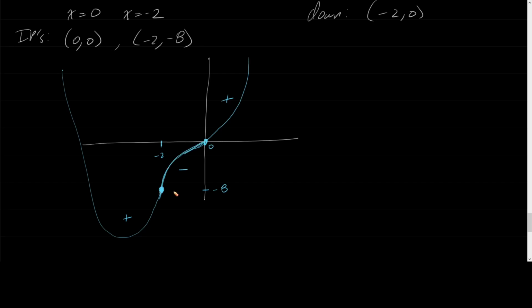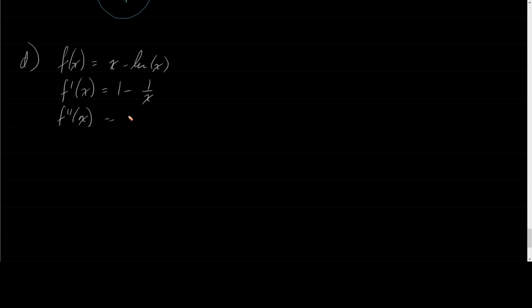All right. So next one, D. Let's say that I have f of x being equal to x minus ln of x. And again, we're looking for concavity and inflection points. So we've got to find the second derivative. The first derivative would be 1 minus 1 over x. And the second derivative would be 1 over x squared, right? The derivative of 1 is 0. The derivative of negative 1 over x is positive 1 over x squared.